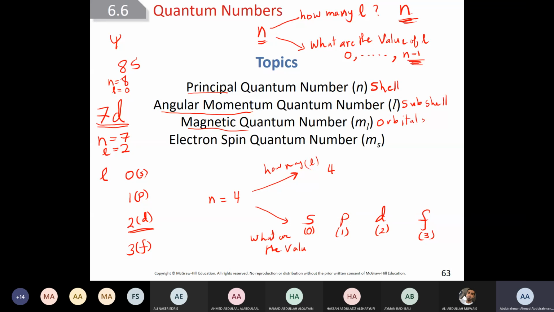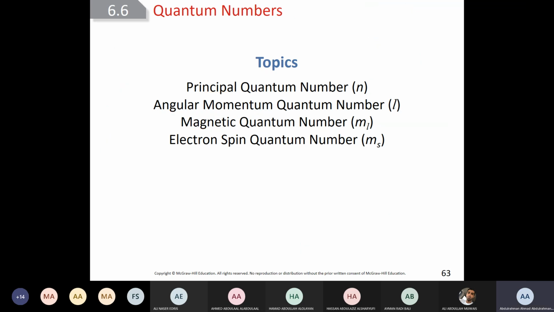Now, let's go to something else. I'm going to take all of these again. I will write here shell, subshell, and then orbitals. I want you to memorize these names very well. Now, if we have L, then I have two questions. How many ml in it? And the other question, what are the values?